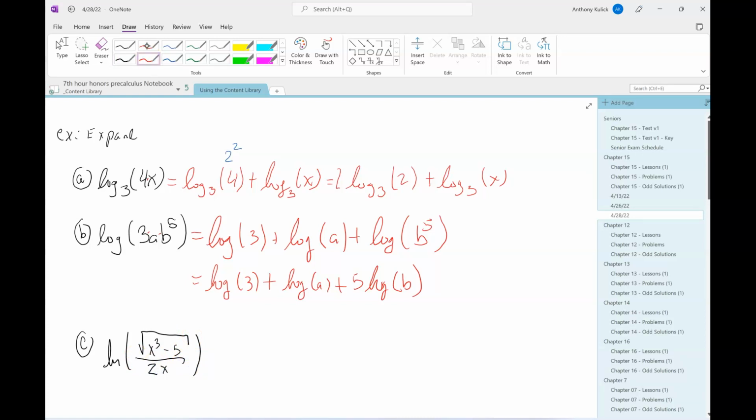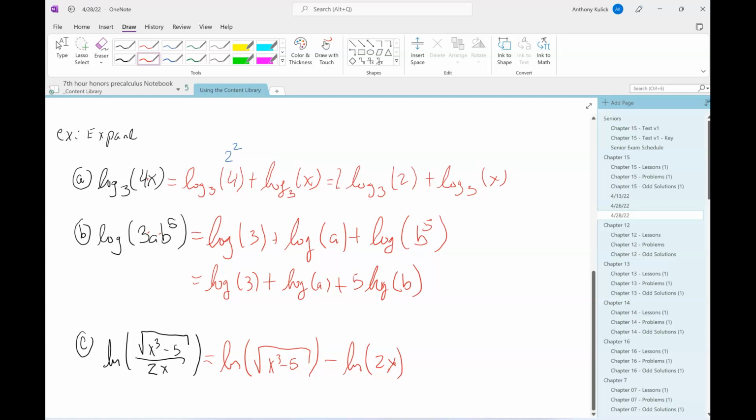All right, next example. Let's say we have the natural log of the square root of x cubed minus 5 all over 2x. What's the first thing I check for? Quotient. Do you see any? Yeah, clearly there's some division going on here. So when we write the quotient property, we write the log of the top, or the numerator, minus log of the denominator. Order matters there because order matters in subtraction, so we have to have the numerator minus the denominator.